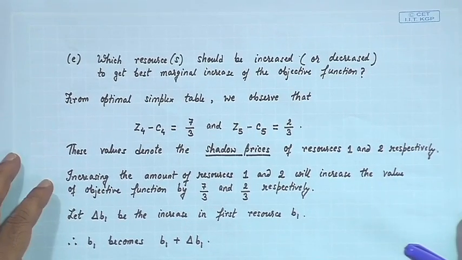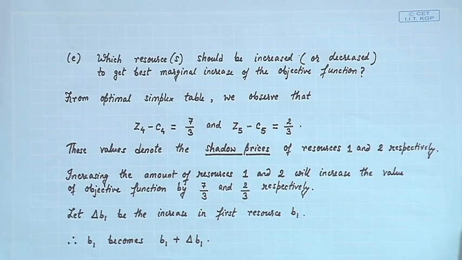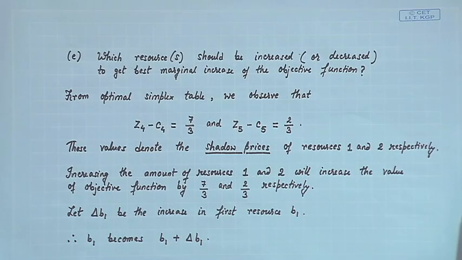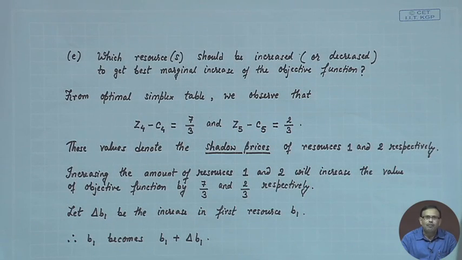So, let us continue with the previous class. In the previous class, we were doing one example on sensitivity analysis, that is, for changes in the coefficients of the LPP problem, what can be the possible effect on the optimal solution of that particular problem. The last one which we have is which resources should be increased or decreased to get the marginal increase of the objective function.